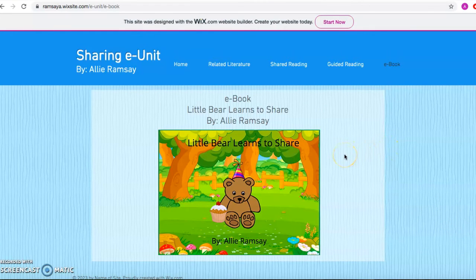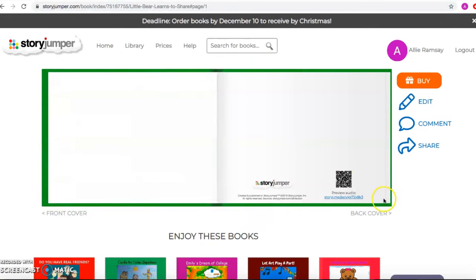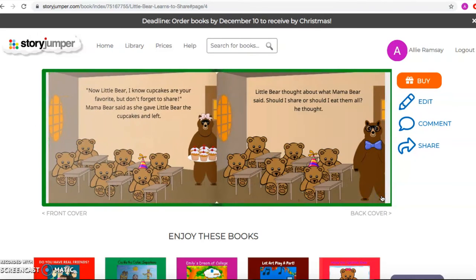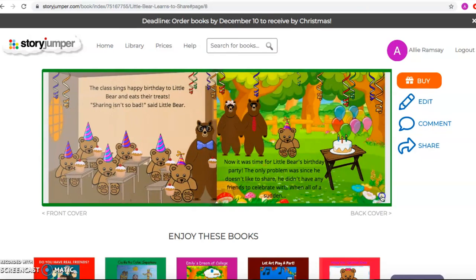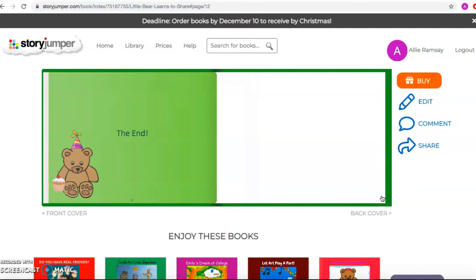Here's my ebook on sharing called Little Bear Learns to Share. My ebook supports emergent literacy because it includes rhyming, repetition, and common vocab words. Students will be encouraged to write and create their own books in class.